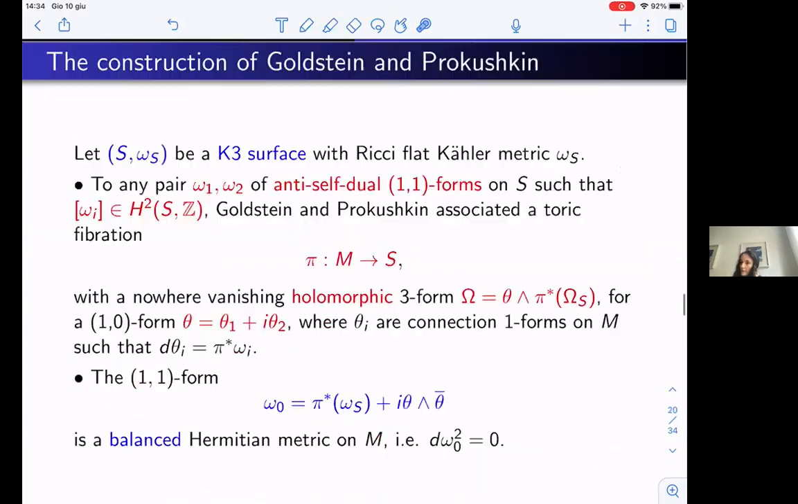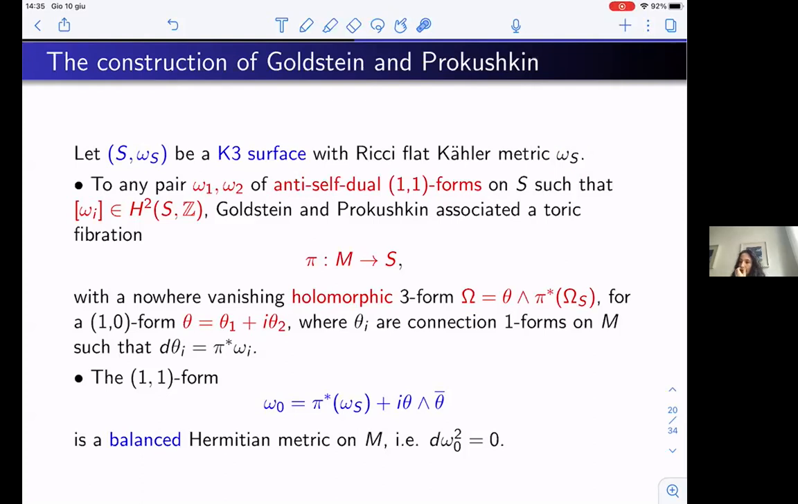Okay, but let's go to our situation. So first I review what Fu and Yau did, and then I will explain a little bit how we generalize that. The way they construct the solution is to consider previously the construction by Goldstein and Prokushkin, which is in fact a refinement, let's say, of a previous construction by Calabi and Eckmann. So let's start with a K3 surface with a Kähler Ricci-flat metric, omega S.